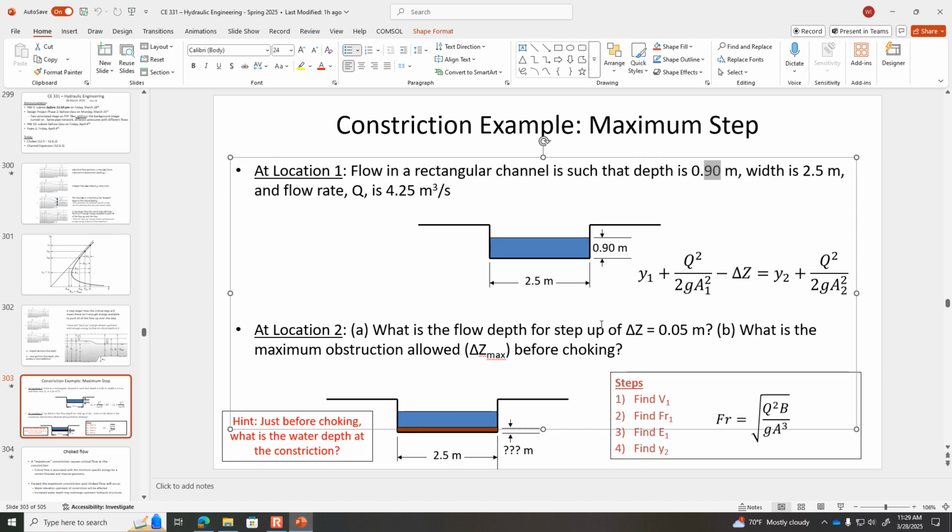So then, what is the maximum obstruction allowed before choking? What we do there is we say, we know just before choking occurs, the water's flowing at the critical depth over the obstruction. So you say, let Y2 be YC. So that's what we're going to do for part B. Let me write this on the board.